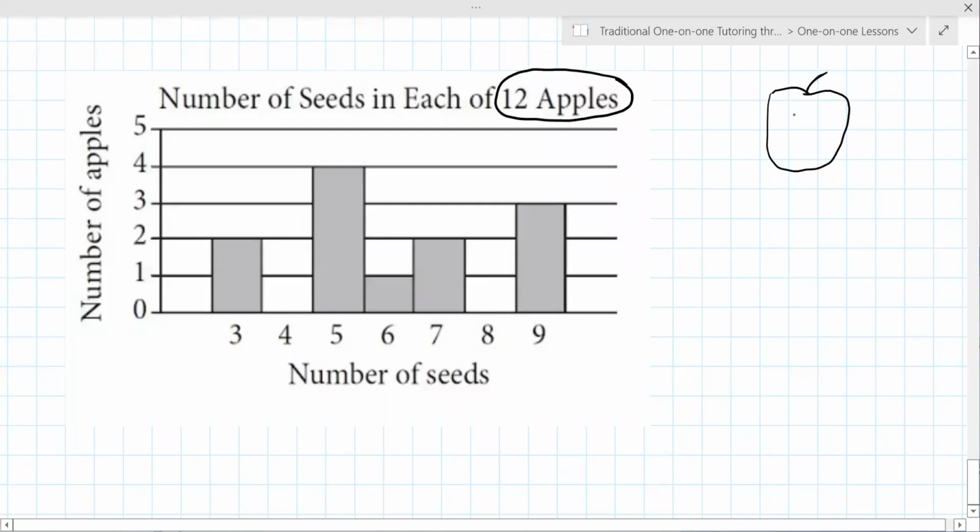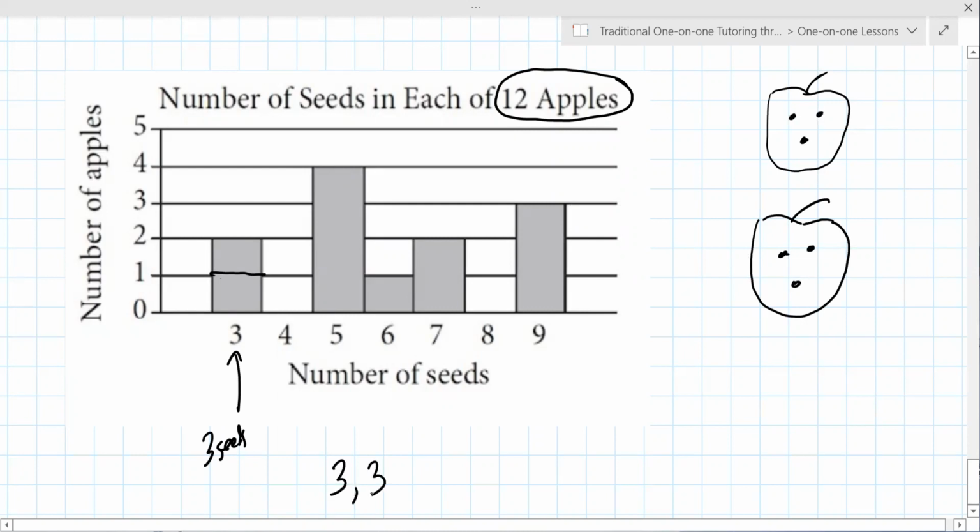Okay. So they cut open an apple and they found that two of them have 3 seeds. Do you see how there's 3 seeds right here? This means that there are 3 seeds in 2 of them. 1, 2, 3, 1, 2, 3. So in terms of a number set, there's 3 and 3. That's what this first rectangle means.